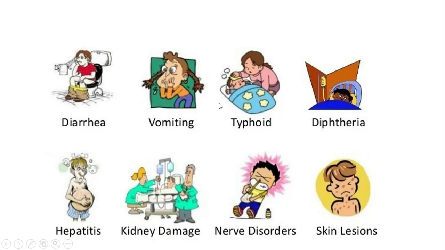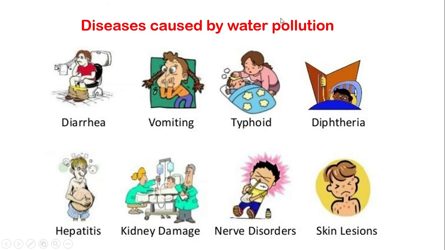So you know what diseases can be caused by drinking or contact with the polluted water or toxic water like that. It can cause diarrhea, vomiting, typhoid, diphtheria, skin lesions, nerve disorders, kidney damage, or hepatitis, etc. So it can contain viruses, bacteria, or fungi in that dirty water. So you should not drink this. Okay, so here are the diseases that are caused by water pollution.